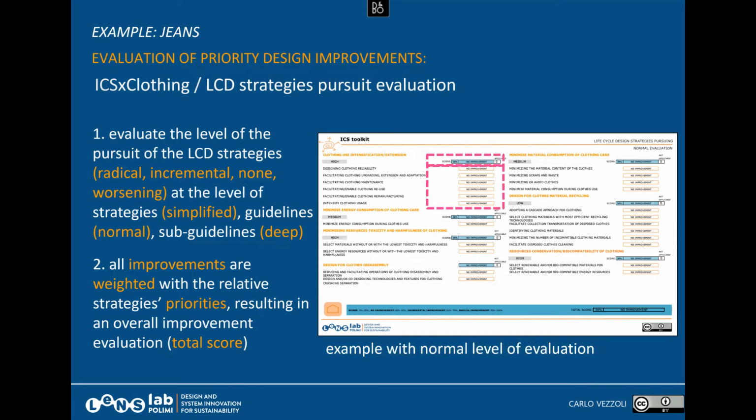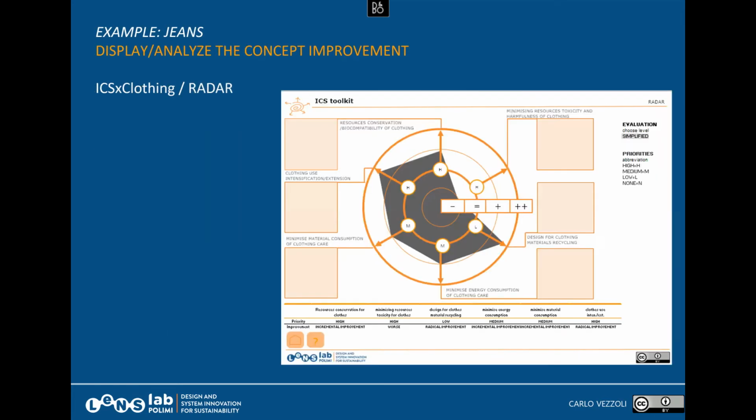And this is an example of the normal evaluation, but I don't go into the depth of this, just to show you. And here, this is again the same tool, the radar that you saw before. But when you did this evaluation, you realize that I have a radical improvement for clothing lifespan optimization. And now I cannot read. I make some guess. Okay, it will be shown in the radar.